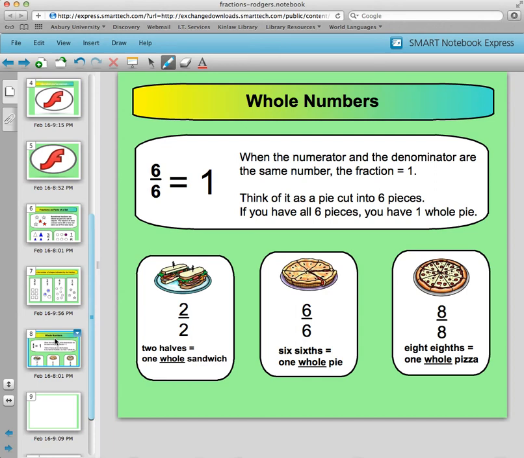The 8th slide teaches students about whole numbers. When the numerator and the denominator are the same number, the fraction equals 1. Think of it as a pie cut into 6 pieces. If you have all 6 pieces, you have 1 whole pie. So it shows students that 6/6 equals 1. It also shows them that 2 halves of a sandwich equals 1 whole sandwich, 6/6 of a pie equals 1 whole pie, and 8/8 of a pizza equals 1 whole pizza.